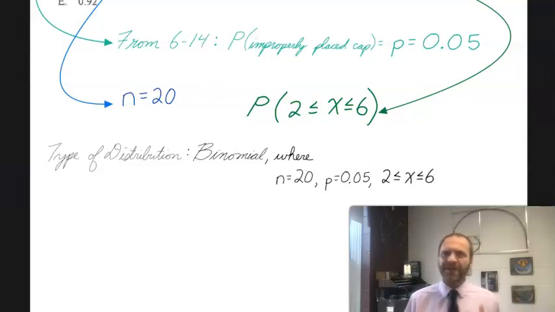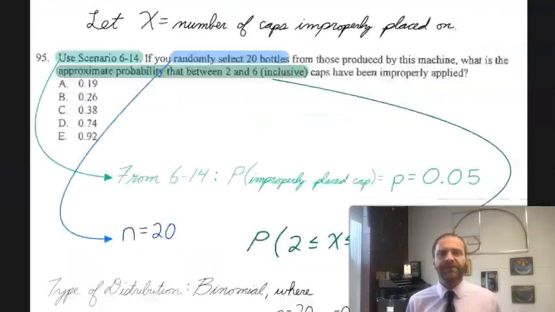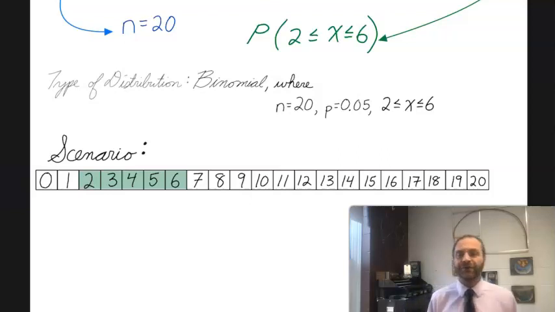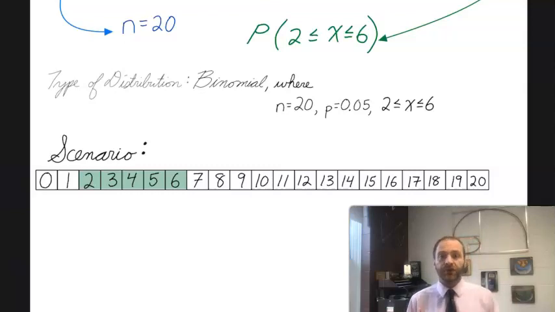This is a little weird, so I'm going to actually draw this out. That'll make it a little bit easier for me. So I went through and looked at the entire scenario. If I have the 20 bottle caps, you can see I have 0 to 20 that can be improperly placed, and we want to find that green area. We want to find the probability that between 2 and 6 inclusive are improperly placed. That's a little difficult. I can do binomial PDF, or I can do the binomial formula for 2, add 3, add 4, add 5, add 6. That's going to take some time.